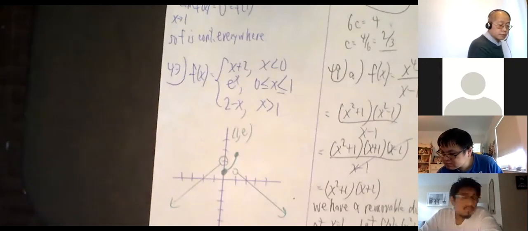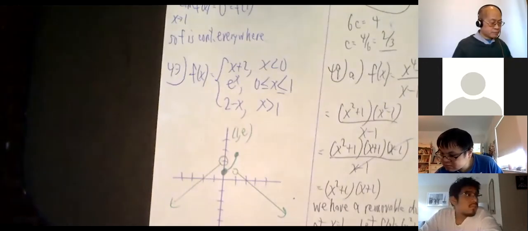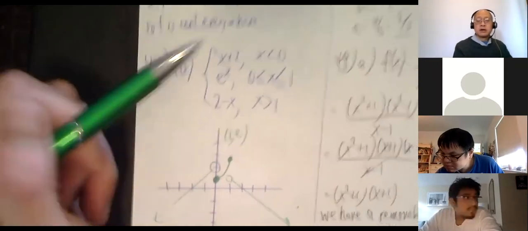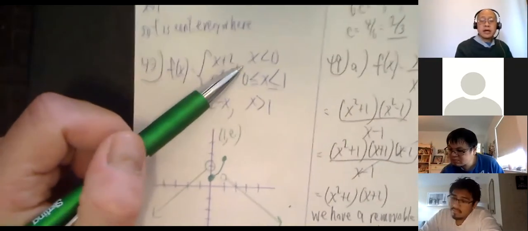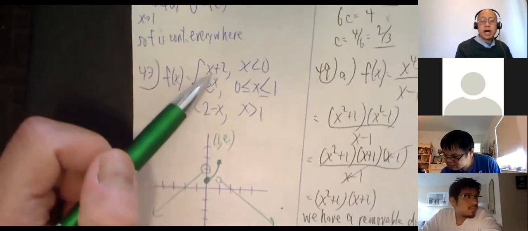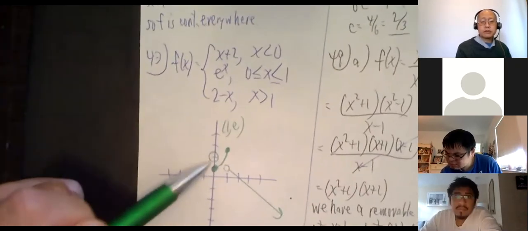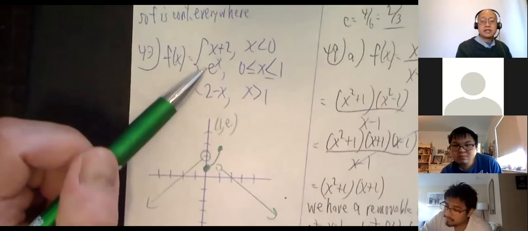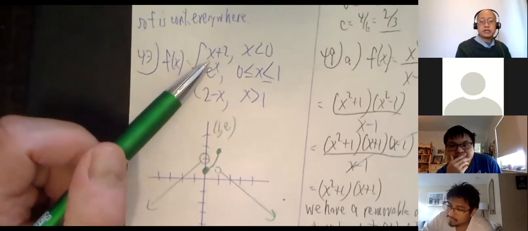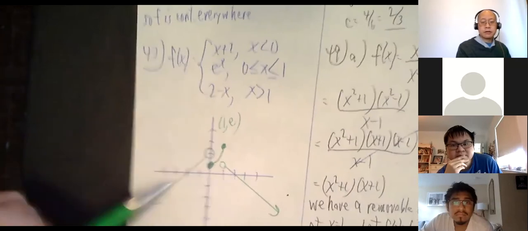Okay, so let me show you how to do that. At x equals 0, I'll get 2, but since you don't have the line underneath it, open circle. This is linear, straight line, slope of 1. So there it is.